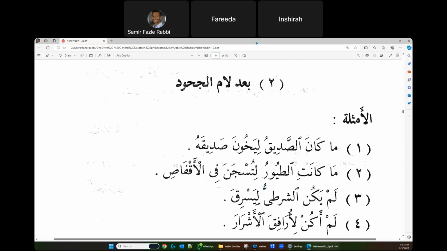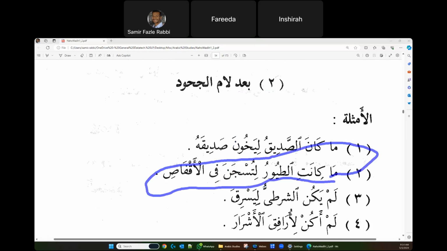But here, in this sentence, what's being said is birds aren't supposed to be locked in cages. And they've chosen this format, and the way this particular format goes, if there's some sort of kana before, and then there's a mudari with a lam before it, that lam is a lam al-juhud.